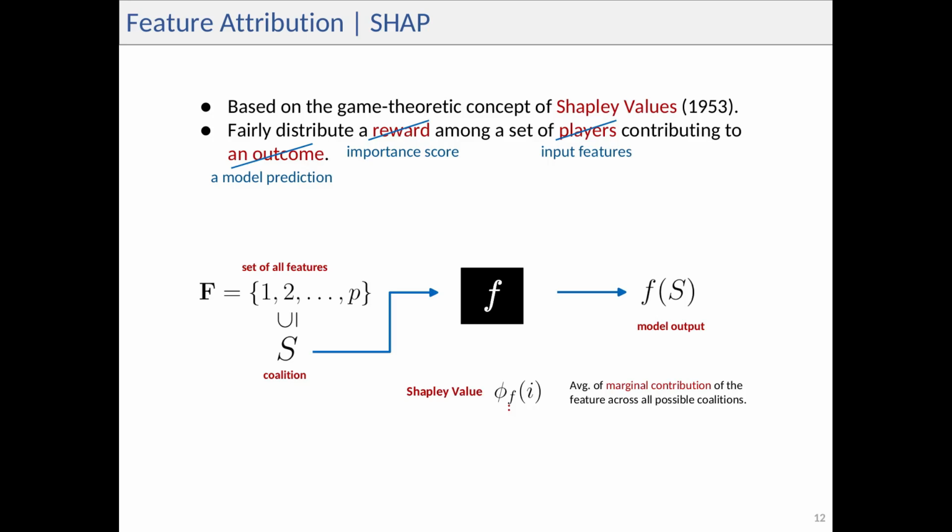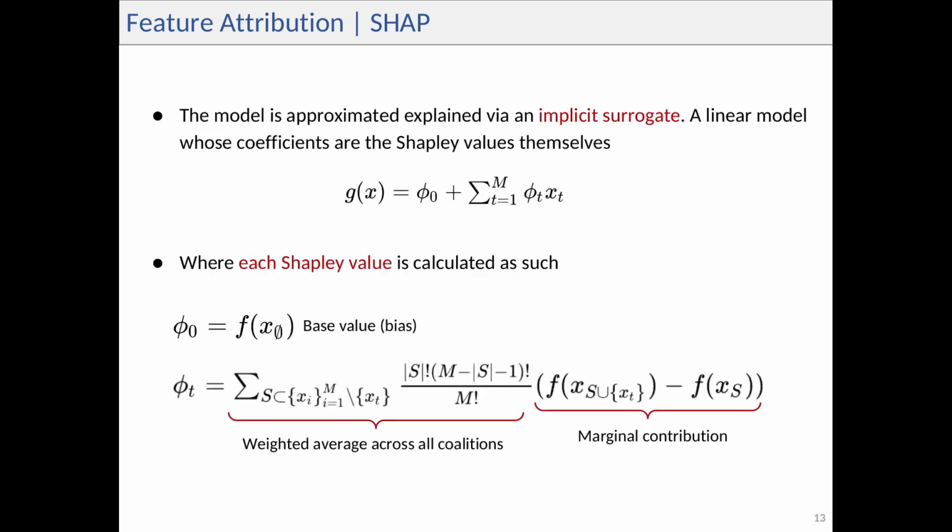And what a Shapley value is, and this is going to sound very complicated, but the next slide will make a lot of sense. Phi F of I, so the Shapley value always depends on F, aka the model, of I, which is one specific feature, will be the average of the marginal contribution of the feature across all possible coalitions. Very complicated, not really though. So I'm going to go to the second part of the slide briefly.